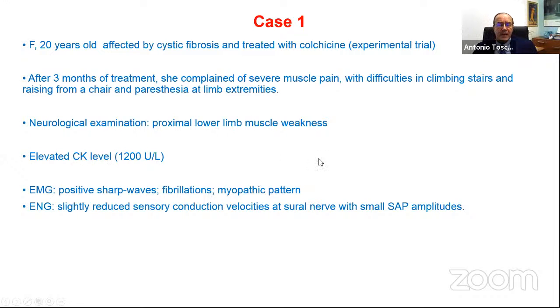So at neurological examination, there was definitely a proximal lower limb muscle weakness. There was an elevated CK, and the neurophysiological examination showed a myopathic pattern, but also a reduced sensory conduction.